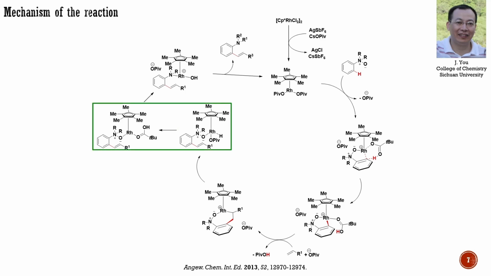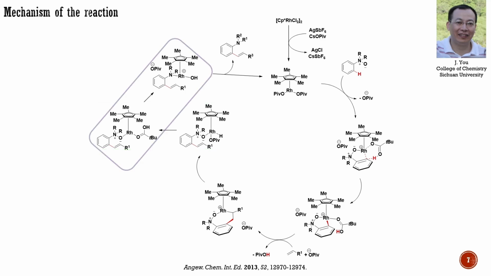In the last steps, there is a reductive elimination of pivalic acid, resulting in a rhodium(I) intermediate. The rhodium(I) intermediate undergoes oxidative addition to the N-oxide, followed by protonolysis and ligand substitution, regenerating the active rhodium(III) catalyst. This process is accompanied by the release of the ortho-olefinated aniline.